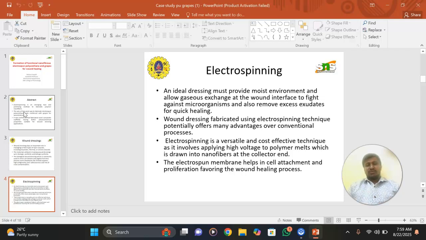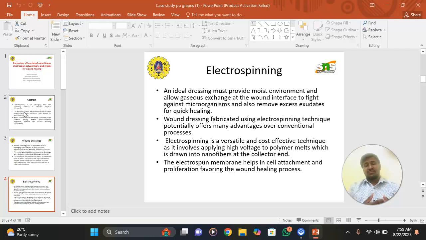Next, we will see the electrospinning technique. On the manufacturing side, there are a number of techniques for fabricating these scaffolds. However, I used the electrospinning technique for fabricating the scaffold because it can produce nanofibers from a polymer solution with the help of high voltage.